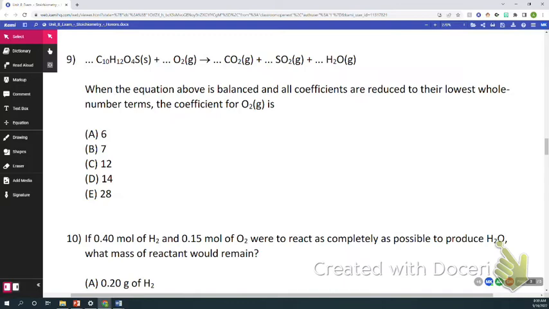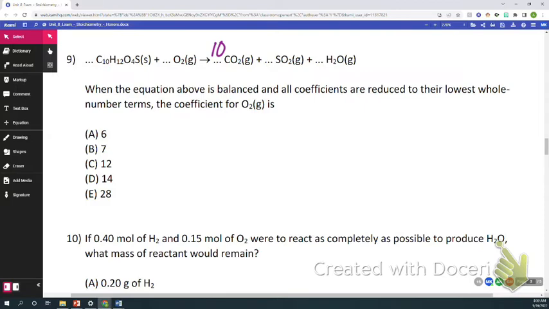Number 9 is balancing. They want to know what's in front of the O2. I feel like there could be a 10 here in front of the CO2 because of the 10 C's. It's all about the left side versus the right side. You know how there's an arrow here? They need to equal each other.